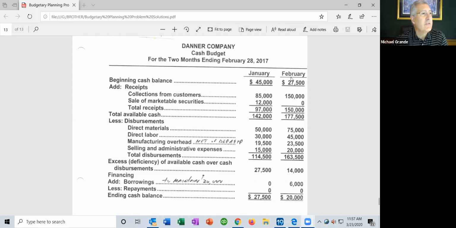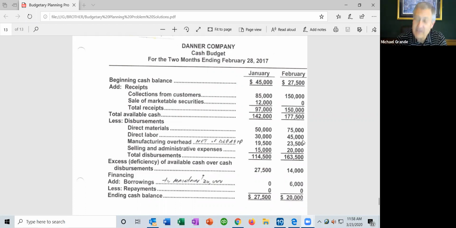Second month, go to the top, February. The beginning cash balance is the ending cash balance from the month before. This 27.5 carries up to February. Go through the same process. Cash collections, $150,000. They didn't sell those marketable securities in February, they sold them in January, so you've got no item here. Beginning cash, 27.5 plus 150,000 in cash collected from customers. They have 177.5 available. Going back to the problem, they say materials 75,000, labor 45,000, manufacturing overhead net of depreciation.